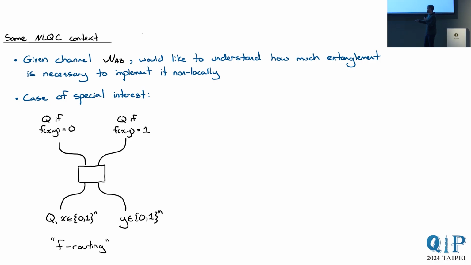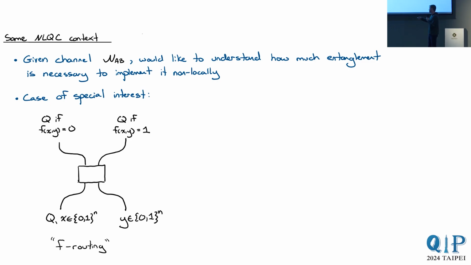And the special case is what's called f-routing. Okay, so here there's actually a promise on the inputs. The promise is that the input on the left is going to consist of an order 1 size quantum system that I'm calling Q, and then a classical string of length n that's called X. On the right, on Bob's side, we get a classical string of length n that we're calling Y.